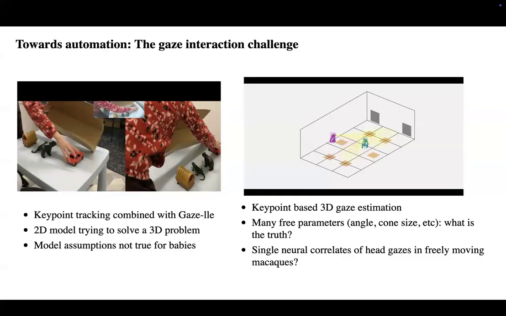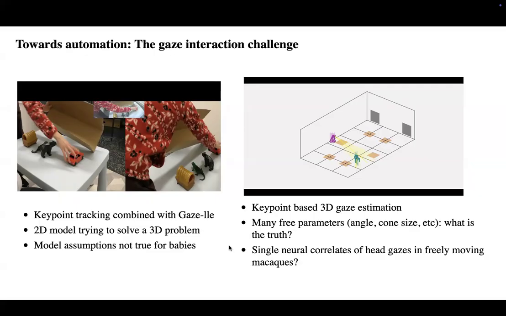In monkeys, I've told you that I've also worked with monkeys, we implemented a different approach. So we have used key point data. Here you see two monkeys where we reconstructed the whole full body behaviors, and then the yellow cones were the different gazes. But our problem right now is that we have many free parameters. So the angle through which the cone should be tilted, the cone size, etc. What is the truth? How will we know where they were looking for real? And we are also interested in, once we have a nice approximation that we feel confident enough about, what do the single neural correlates of head gazes look like in freely moving macaques?